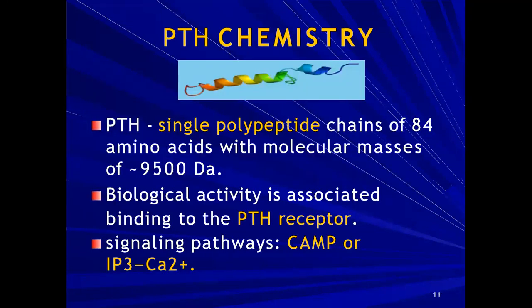The parathyroid hormone chemistry is that it's a single polypeptide chain containing 84 amino acids with a molecular mass of 9500 daltons. Biologic activity is associated with binding to the parathyroid hormone receptors, and the signal pathways are cAMP or IP3, calcium ions.